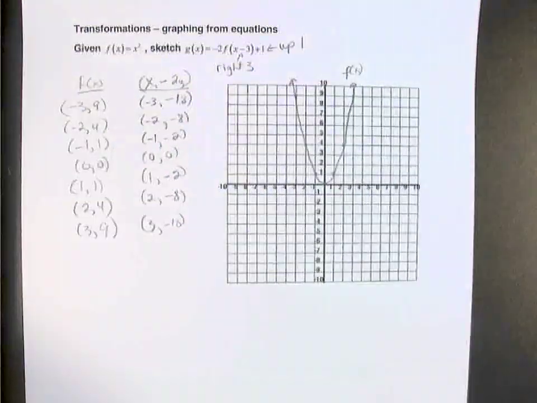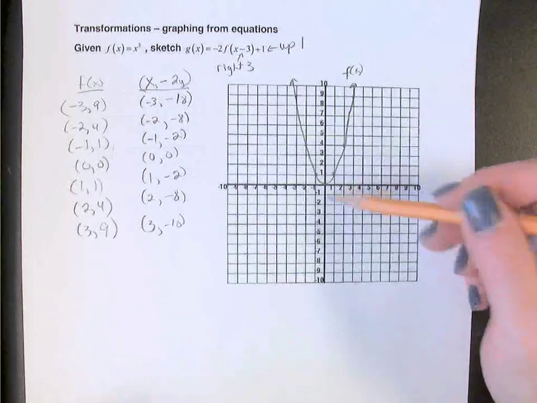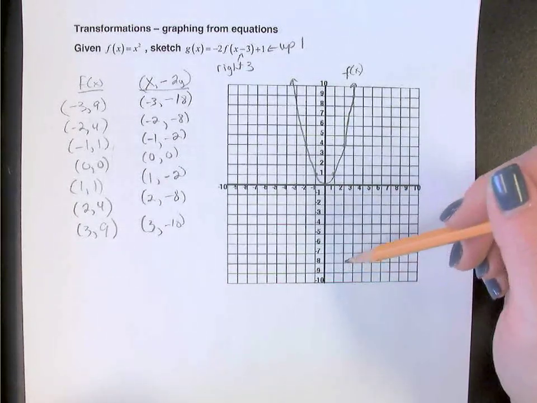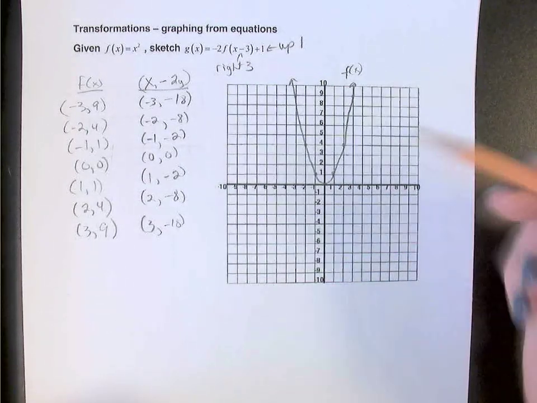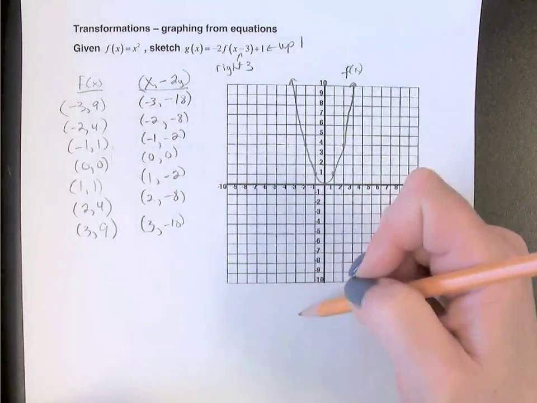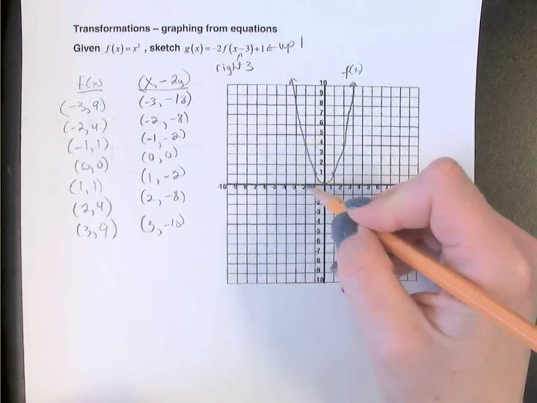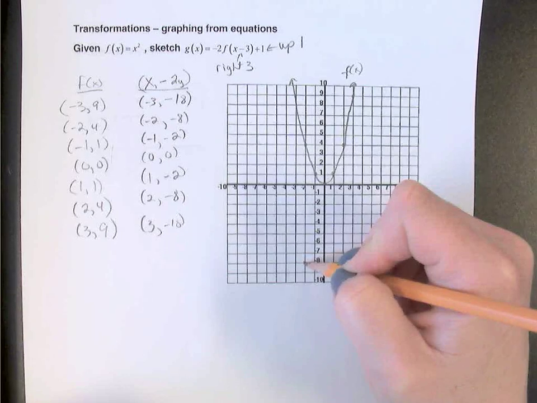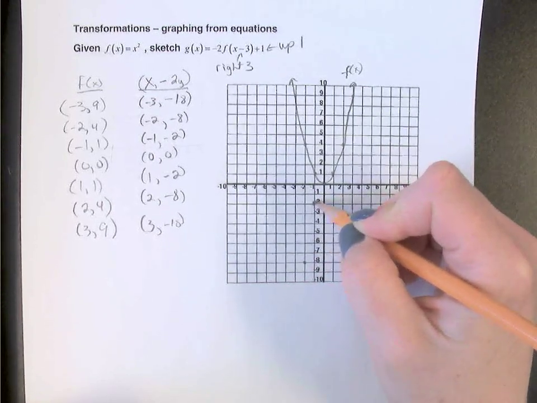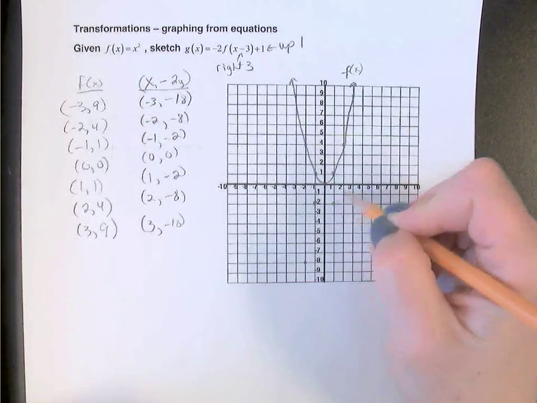Okay, so I'm going to plot that. I should recognize that this is going to be down here now, and it's going to be stretched vertically, which means it's going to appear narrower. So (-3, -18) is off my page. I don't necessarily need to plot that point. That's okay. So I'll start with (-2, -8), (-1, -2), (0, 0), (1, -2), (2, -8).